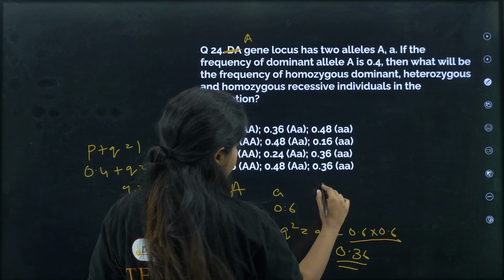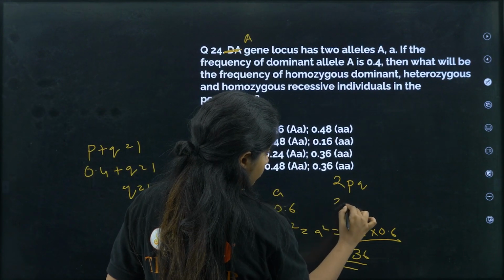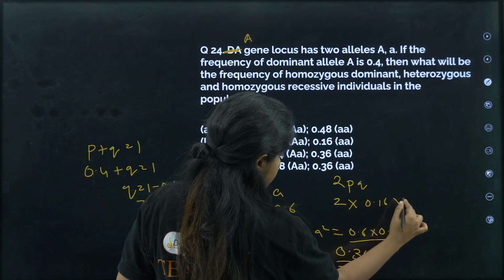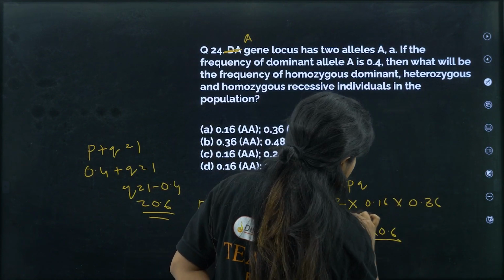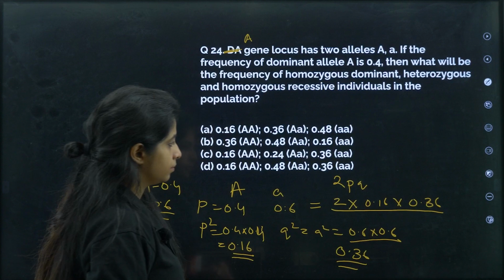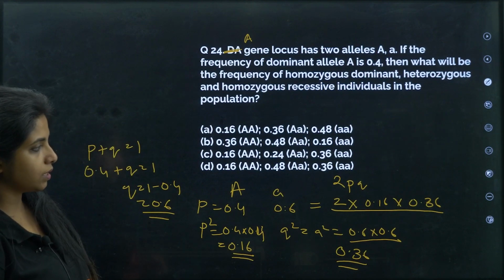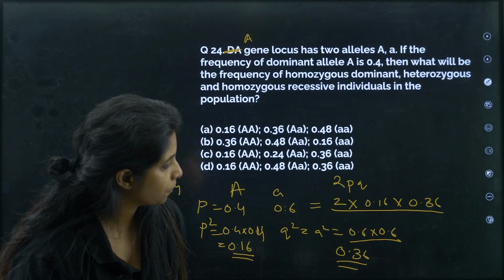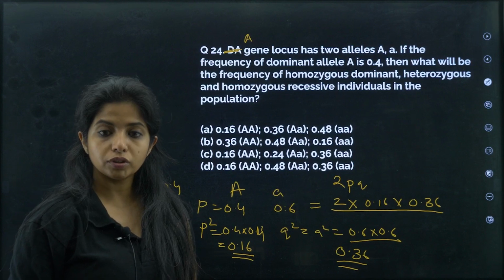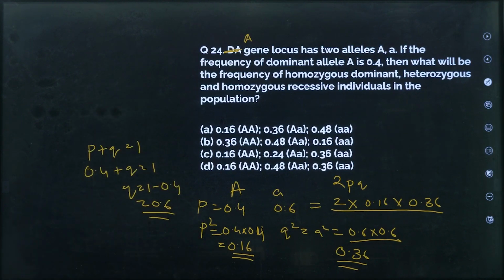Heterozygous individuals. So for that you need 2pq. Now we have to replace 2 into 0.4 into 0.6. What is the answer? It has to be what? Just give me a second, children. Just give me a second.